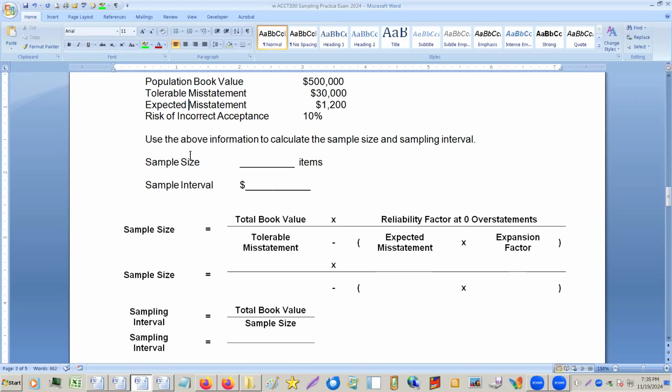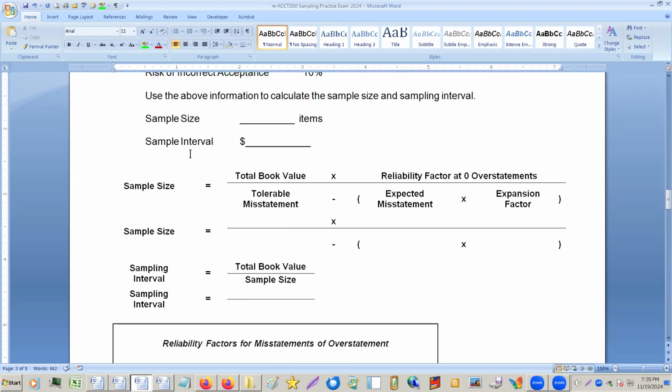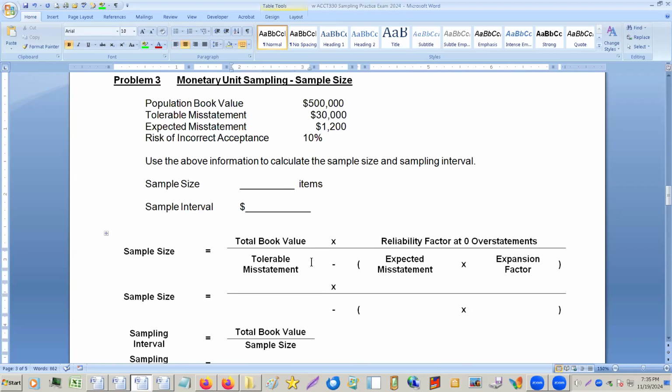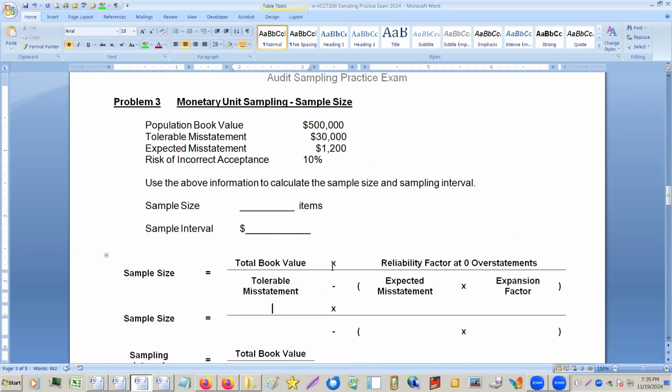Okay, let's find the sample size. Okay, sample size. All right, we've got to come down here. Okay, so we have our total book value is 500,000.